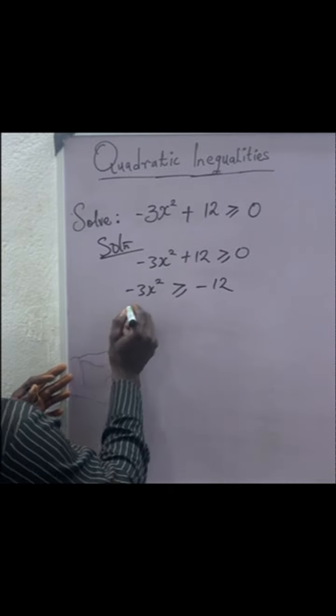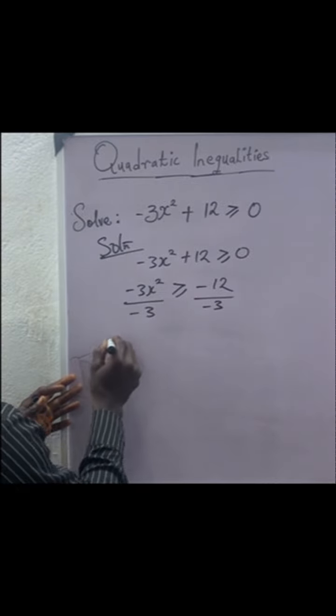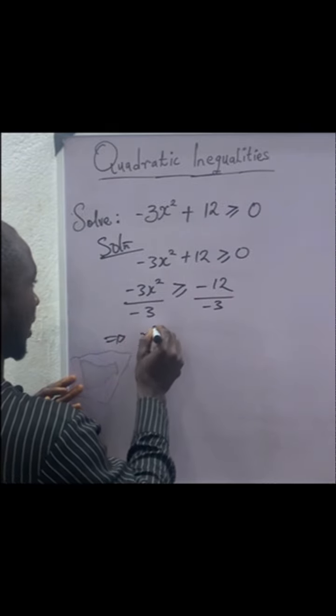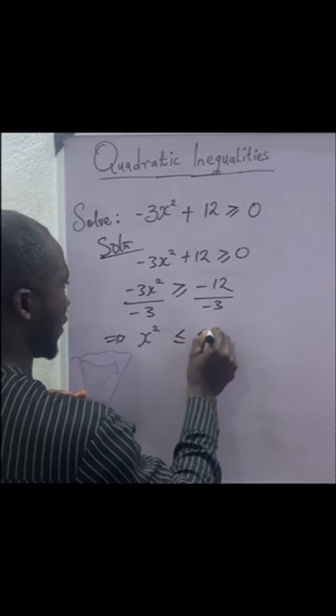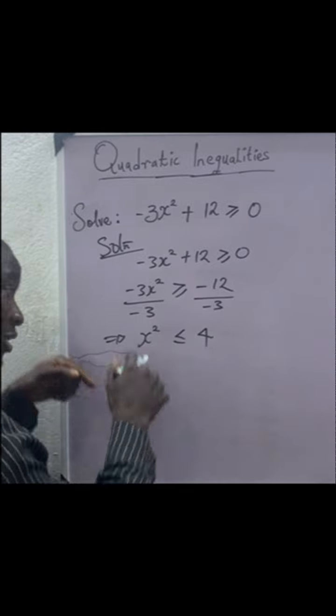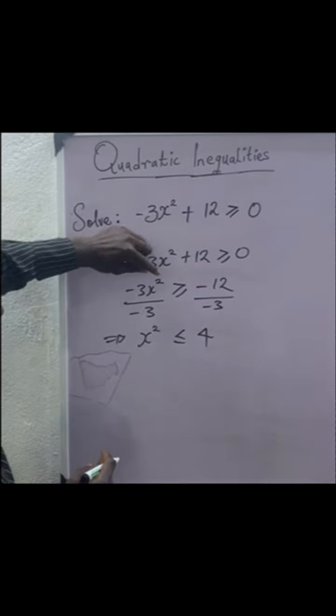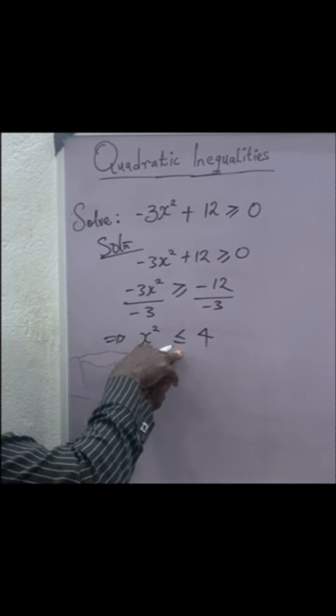And if we then divide both sides of this inequality by the coefficient of x squared, which is minus 3, we obtain that x squared is less than or equal to 4. Remember that if I divide both sides of a given inequality by a negative value, the inequality symbol will reverse. That is why greater than or equal to here has reversed to less than or equal to.